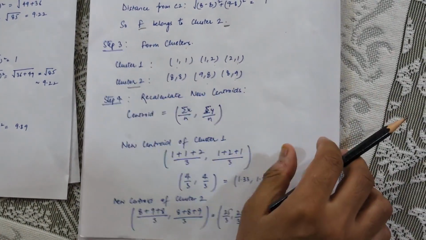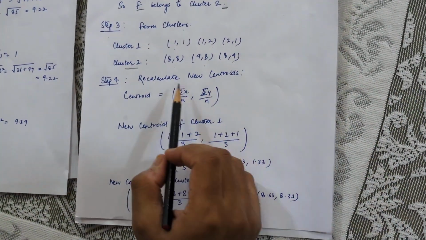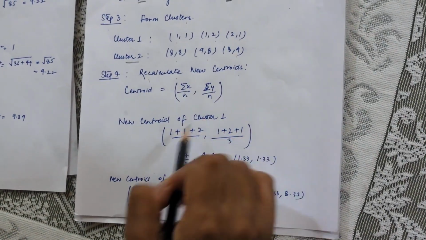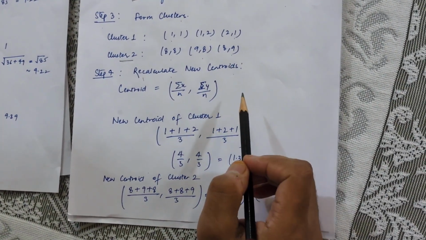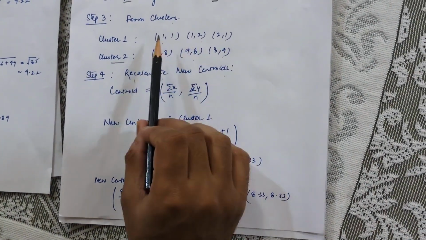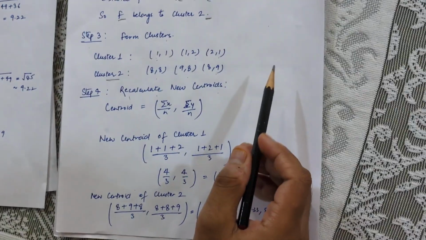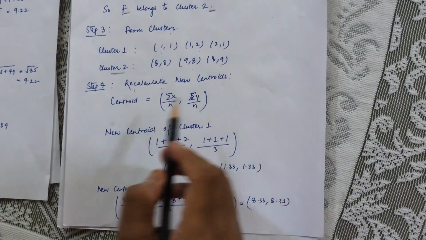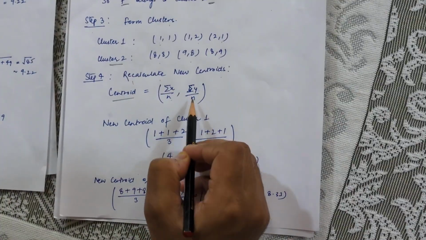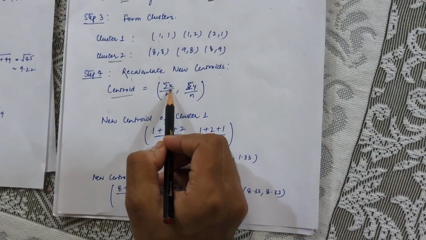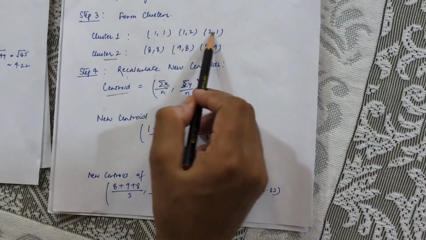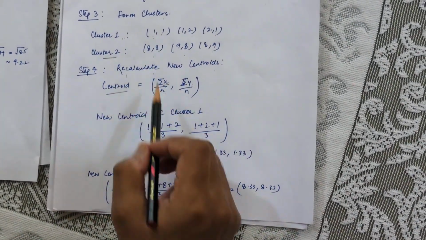Once you form the clusters, the next step is to recalculate new centroids, and you will keep on doing this until you reach a point where your clusters do not change. That is, you have the same points in cluster 1 and the same points in cluster 2. You calculate the new centroid as sigma x by n and sigma y by n. You sum up the x coordinates and divide by the number of points in that particular cluster. Here in this case it is 3.